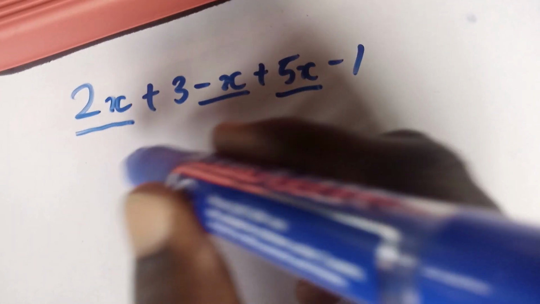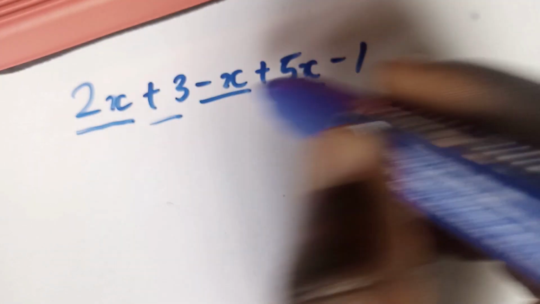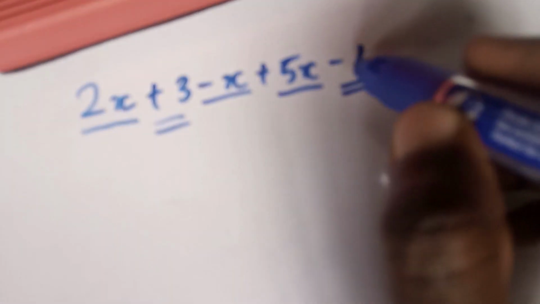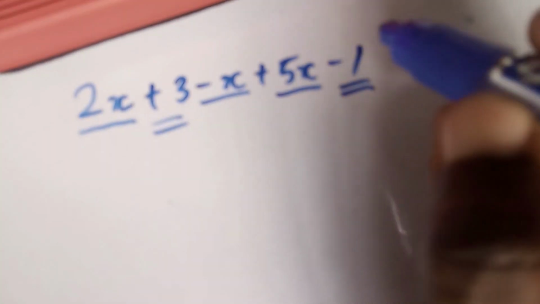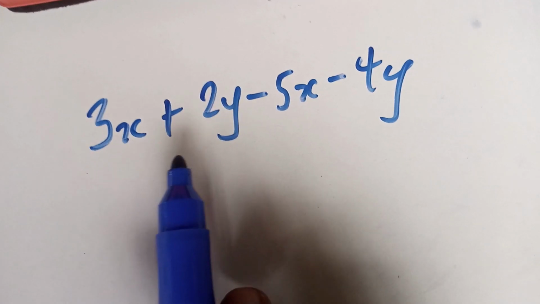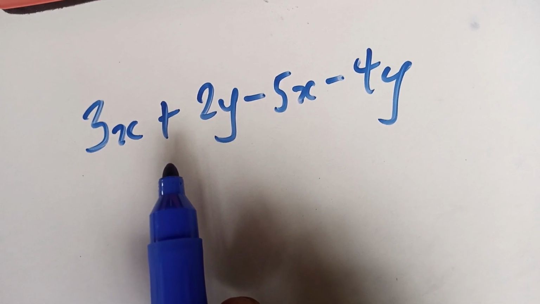And we have plus 3 and minus 1, they are the same terms, they are like terms. You understand? Why? Because they are constant terms. So let's quickly talk about unlike terms here.